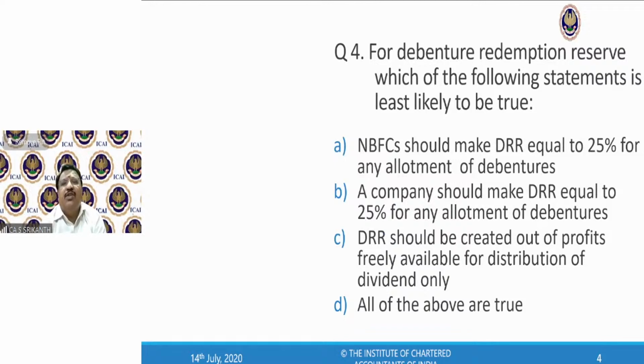For debenture redemption reserve, which of the following statements is least likely to be true? NBFC should make DRR equal to 25%. Not true. NBFCs need not make DRR. A company should make DRR equal to 25% for any allotment of debentures. No. DRR should be created out of profits freely available for distribution of dividend only. Correct. C is the only correct answer, because DRR should be created out of profits. Meaning, once the profit for the year is determined, the DRR should be created out of the profits for the year, which is post-tax available for dividend. Only that amount can be used for creation of DRR.